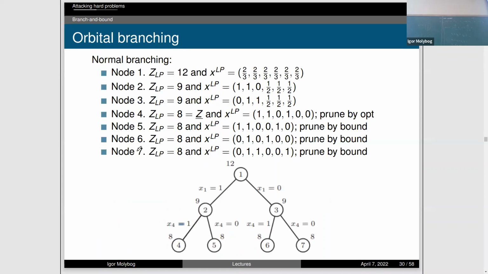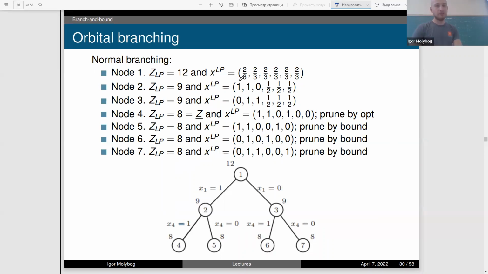What exactly is going to be happening in branching? Just a reminder of what exactly we are doing during branching. Here I am assuming that we are working with a branch and bound algorithm based on the LP relaxation. In node 1, we solve the LP relaxation, basically we just remove the binary constraint. We get this vector right here.